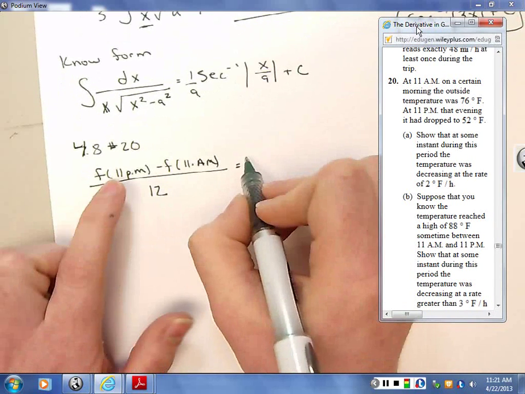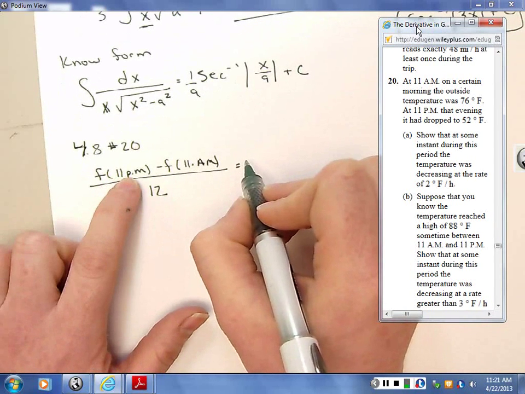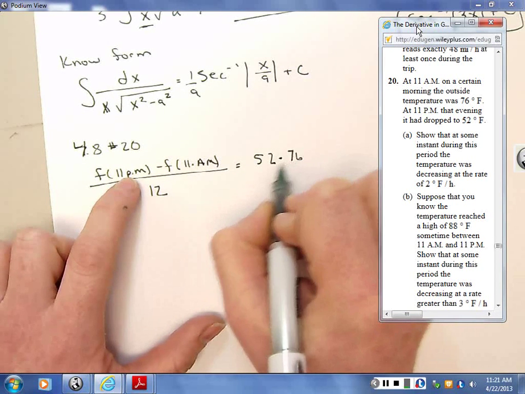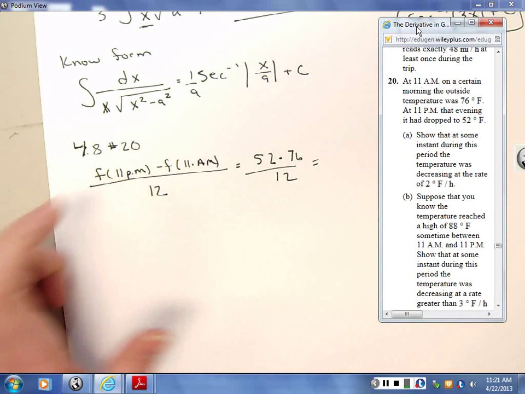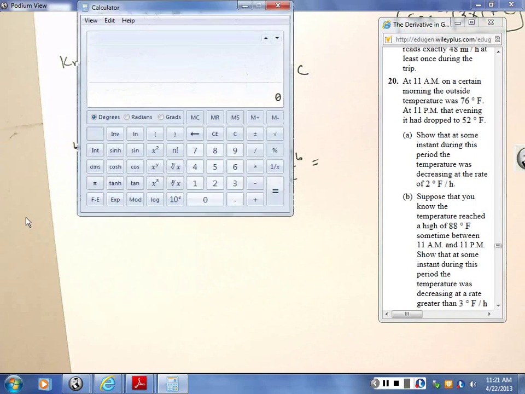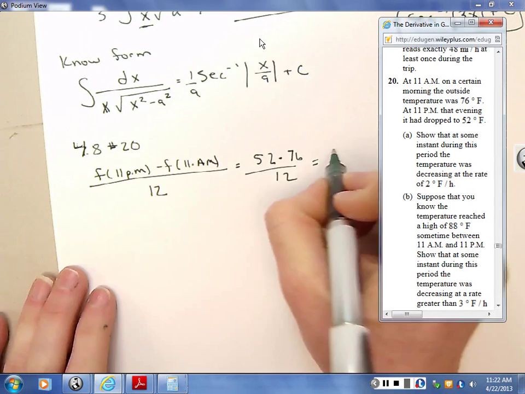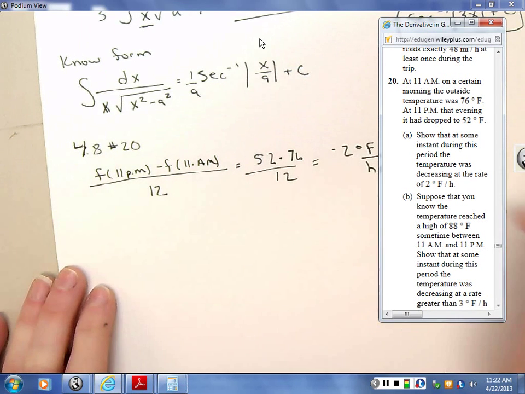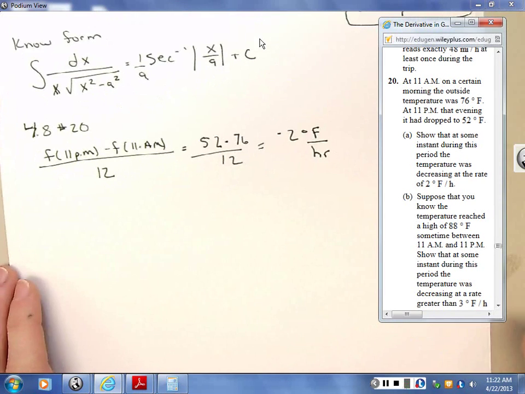So at 11 p.m., the temperature was 52 degrees. So 52 minus 76 over 12. I have 52 minus 76 divided by 12, which gives me minus 2 degrees Fahrenheit per hour. That's an average rate of change. So we show that at some instant during the period the temperature was decreasing at a rate of 2 degrees Fahrenheit an hour. So that's the way to show that, right?